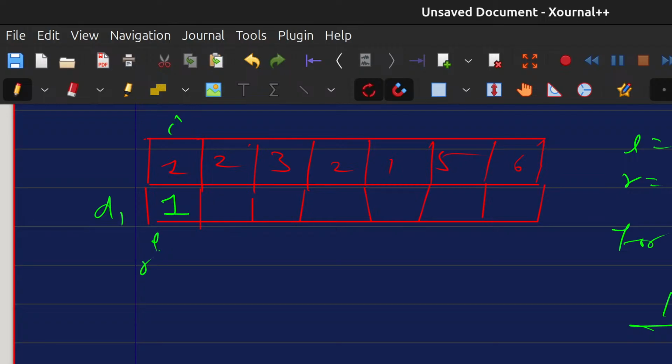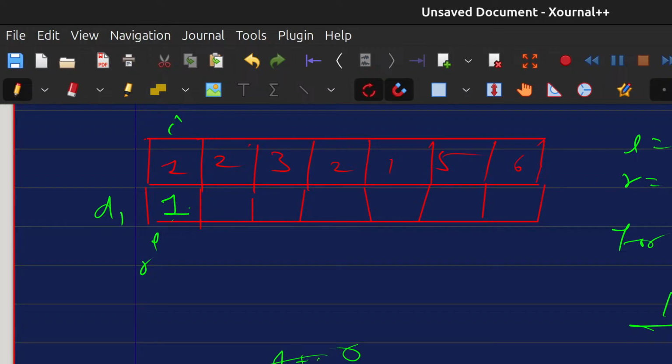Then what is the left? Left will be I minus d of I plus 1, which is 1 here, so 0 minus 1 plus 1, which is 0. Right is also 0. So L and R are both the same. So this is the palindromic window we have right now.